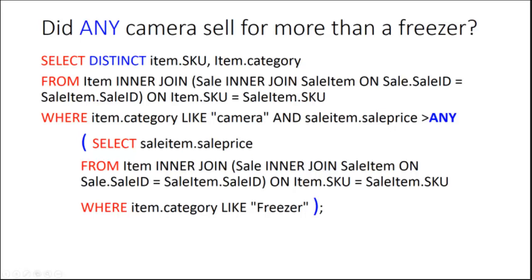And what's the list? That list will be retrieved by the nested query. Selecting the sale price for all freezers. Category must be freezers. That's the only criterion here from the join of the same tables. And the result will be cameras that are sold more than any freezer. So if there is even one freezer sold for less than a camera, that camera will be in the list.